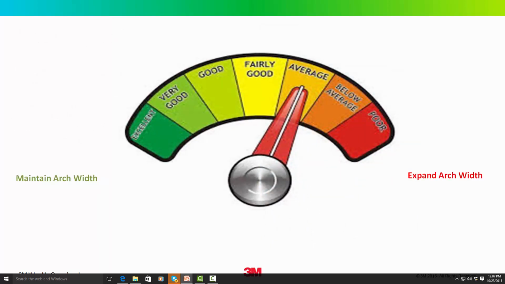I can tell you that I've given similar talks to this, and that what you think of the talk today will largely depend on where you are on the expansion maintaining arch width spectrum. If you're an expansionist, you may not agree with what I have to say. If you're more towards the extraction or maintaining the arch width, you're probably going to strongly agree with what I have to say.